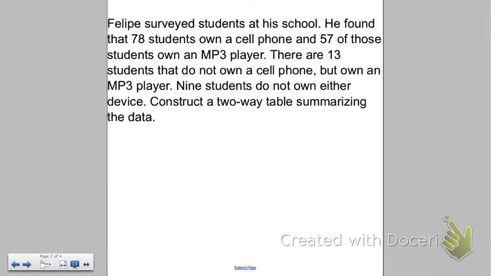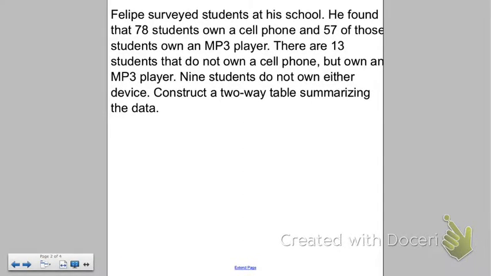And the second question. Felipe surveyed students at his school. He found that 73 students own a cell phone and 57 of those students own an MP3 player. There are 13 students who do not own a cell phone, but own an MP3 player. 9 students do not own either device. Construct a two-way frequency table summarizing the data. Take a second to copy down the question.